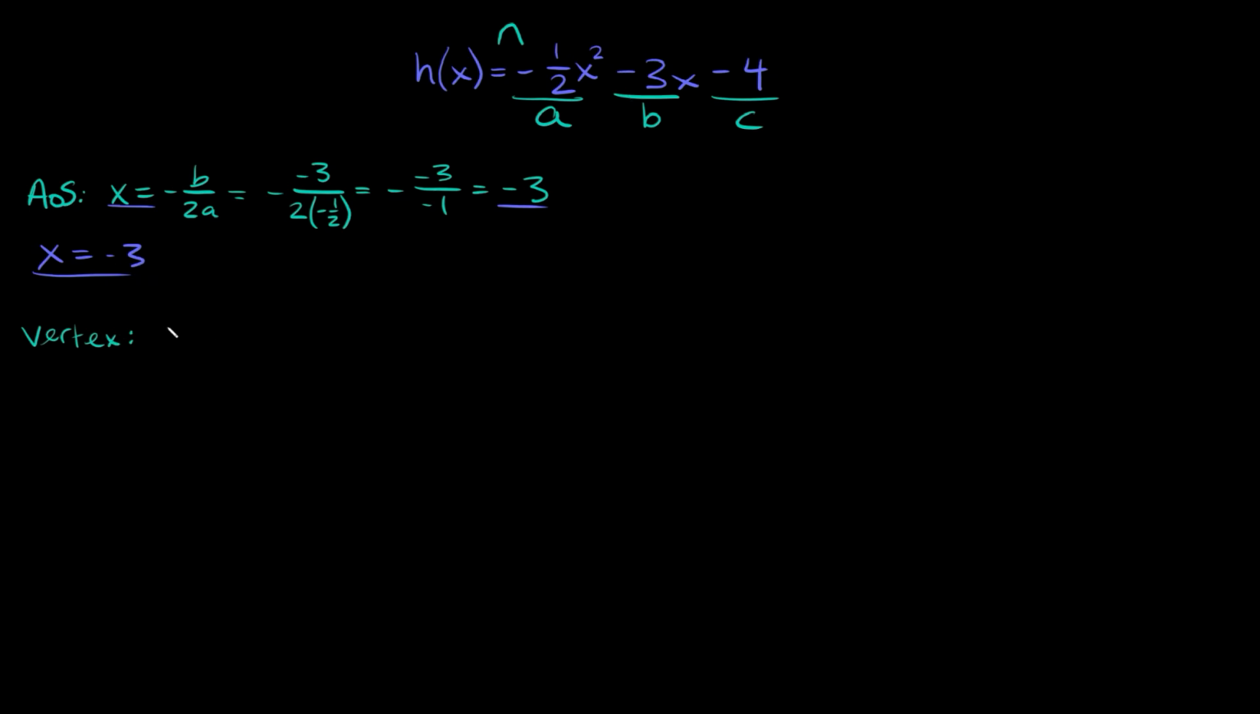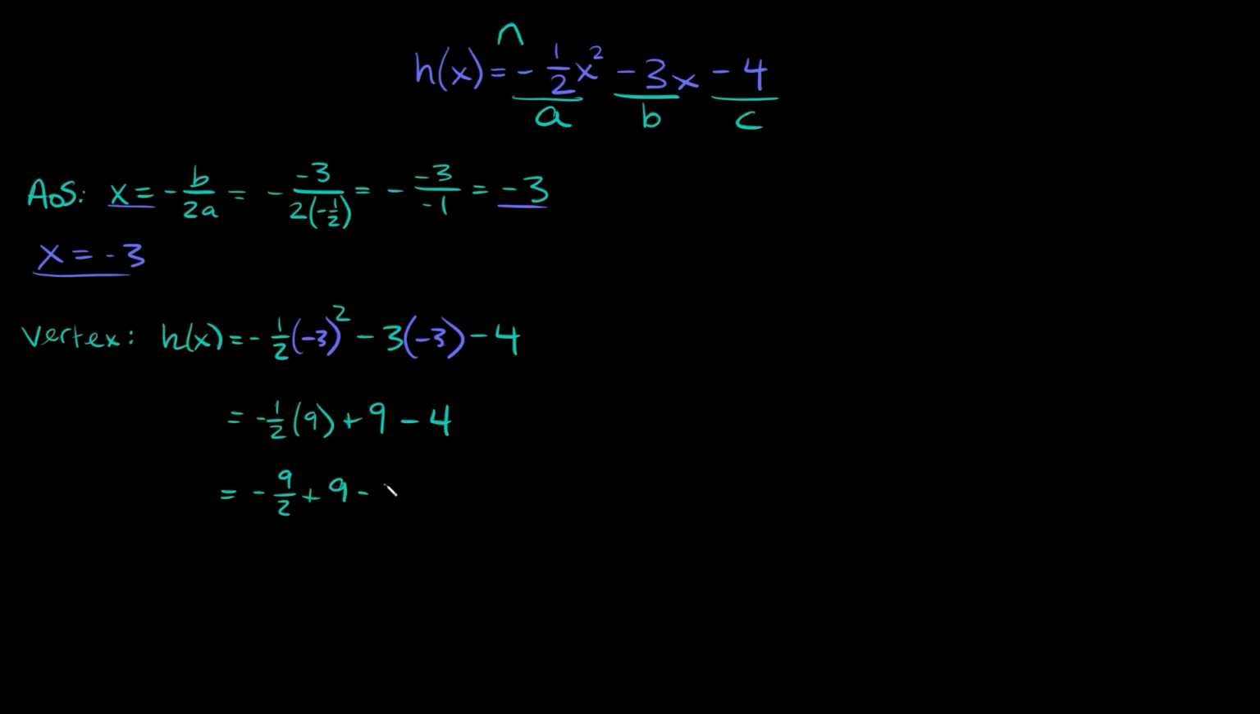So then the vertex is going to be at h of x is equal to negative 1/2 times x squared, but we're going to plug in our negative 3 right there. So negative 3 squared minus 3 times x, which is negative 3, minus 4. Okay, so then here, negative 3 squared is equal to positive 9. So then this is equal to negative 1/2 times positive 9. And then negative 3 times negative 3 is positive 9 also, so plus 9 minus 4. Okay, so then this is going to be equal to negative 1/2 times 9, which is negative 9 over 2, and then plus 9 minus 4.